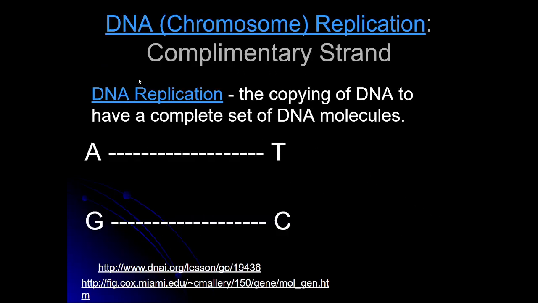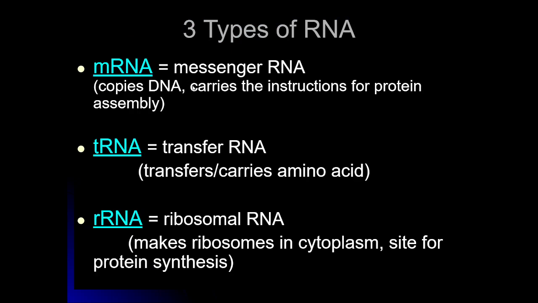3 types of RNA. There's mRNA, messenger RNA, which copies DNA and carries the instructions for protein assembly. tRNA, which stands for transfer RNA, and transfers or carries amino acids. And rRNA, which is ribosomal RNA, which makes ribosomes, the cytoplasm site for protein synthesis.